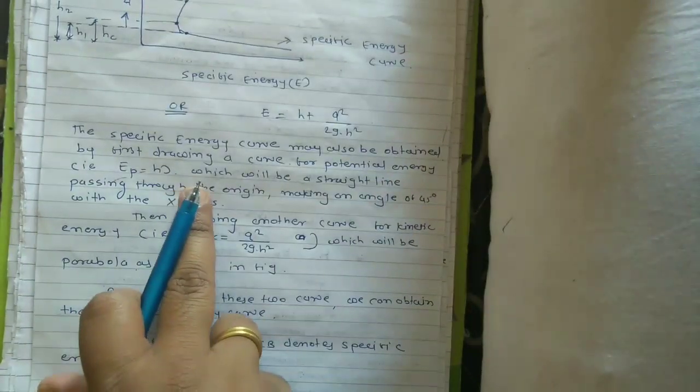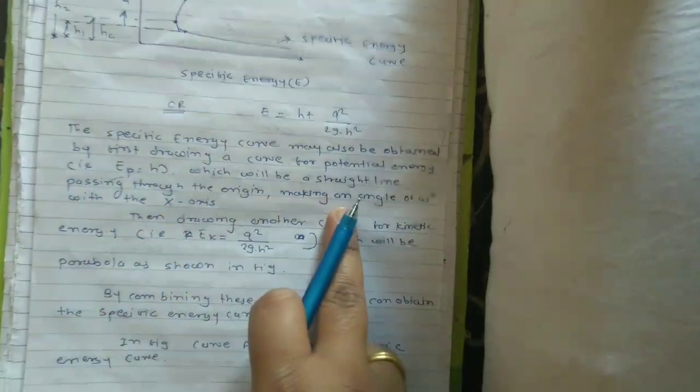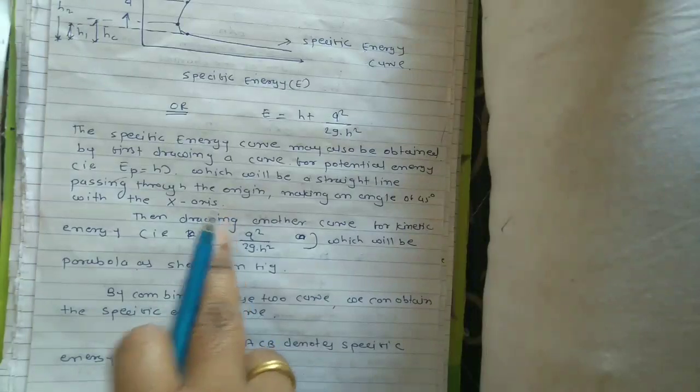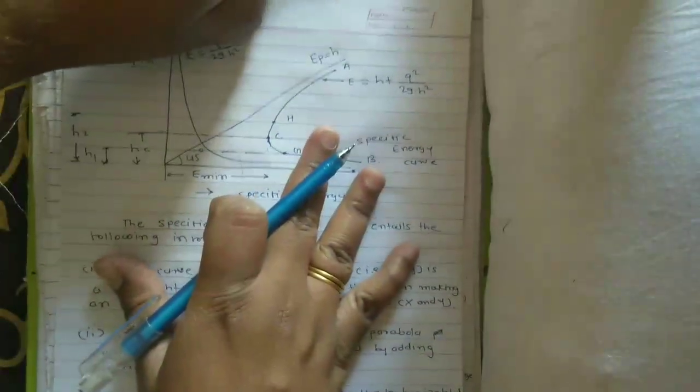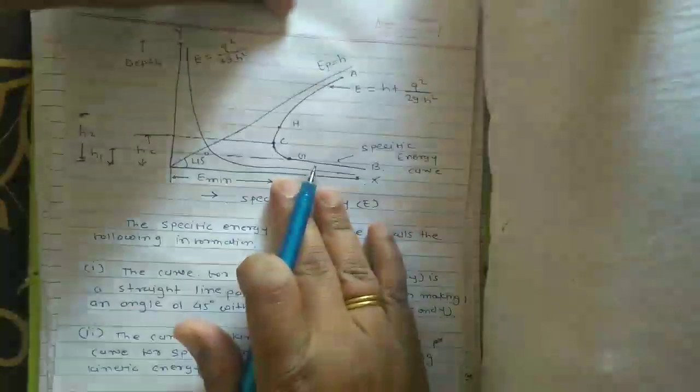So what is that curve? It is nothing but a straight line passing through the origin, making an angle of 45 degrees with the x-axis. Now just see this figure. This figure is nothing but the specific energy which is obtained by drawing the two curves, the potential energy curve and the kinetic energy curve. Now just see here.